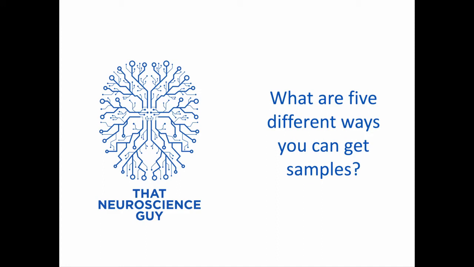What are 5 different ways you can get samples? When researchers run a study, they have to make a decision as to who they're going to test, who is going to be in the study. And there's a couple of different ways you can do that.